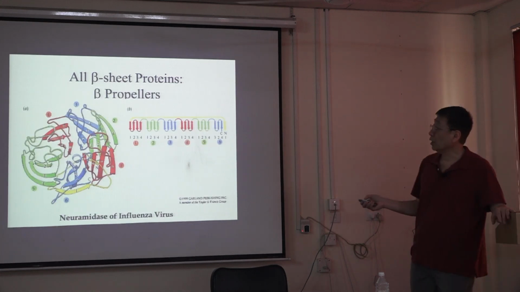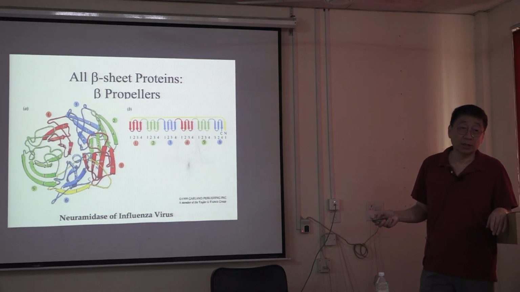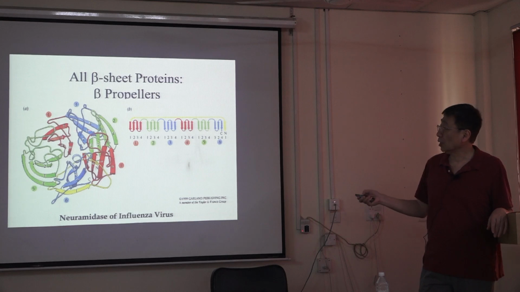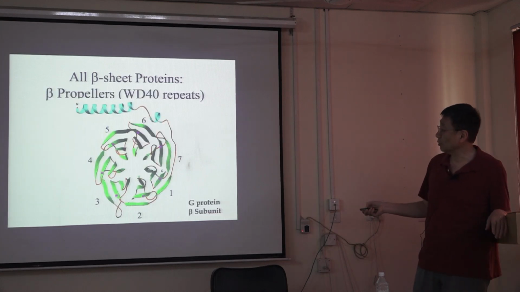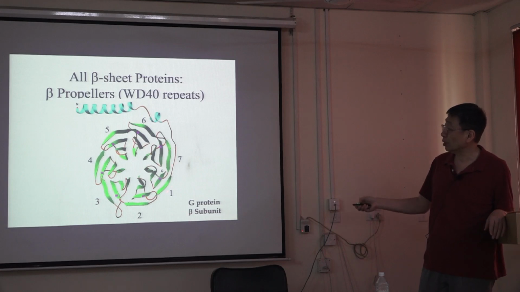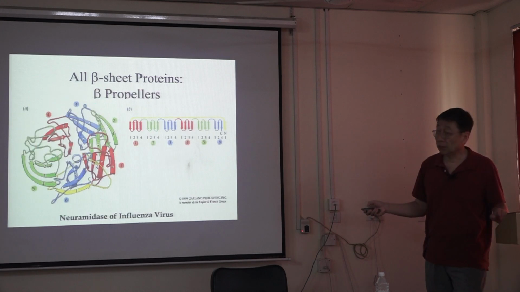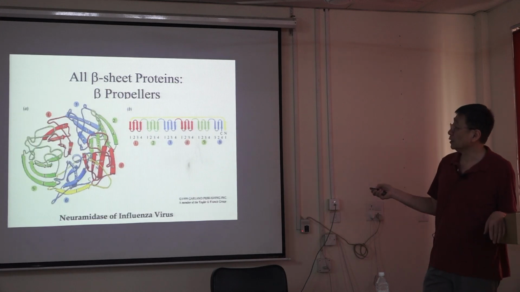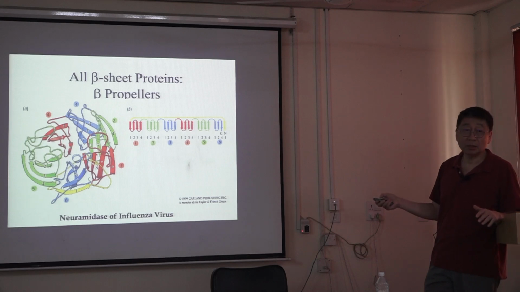And another very important beta propeller is the neuraminidase of influenza virus. Go back here. So G beta has 7 propellers: 1, 2, 3, 4, 5, 6, 7 around the ring. Okay? Influenza neuraminidase has 6 propellers. So you can go from 5 to 8, maybe, propellers, depending on how many there are.